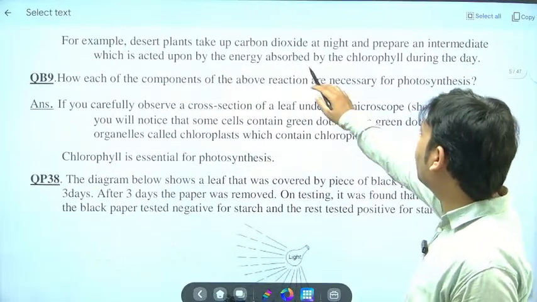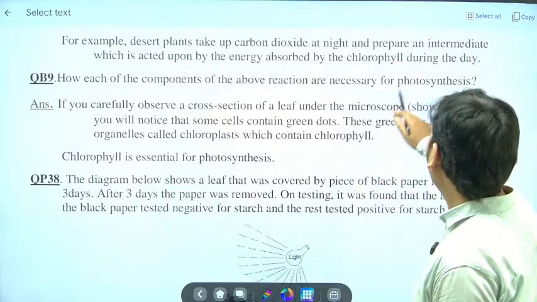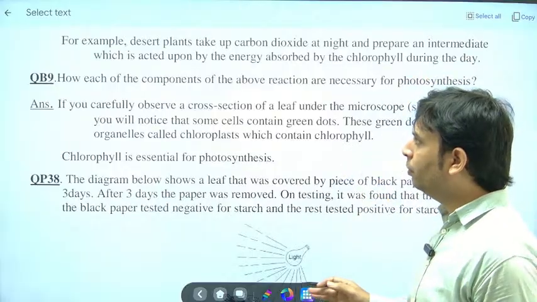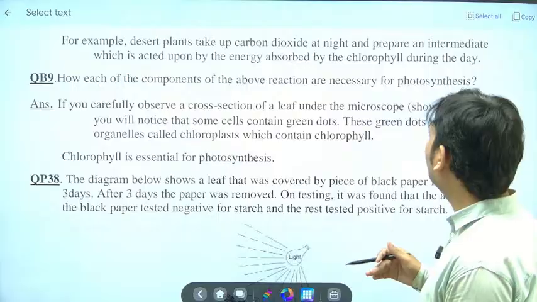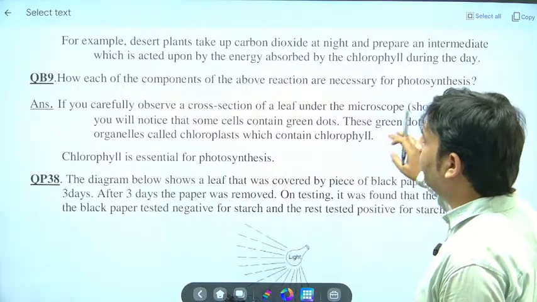Desert plants take up carbon dioxide at night and prepare an intermediate, which is acted upon by the energy absorbed by the chlorophyll during the day.